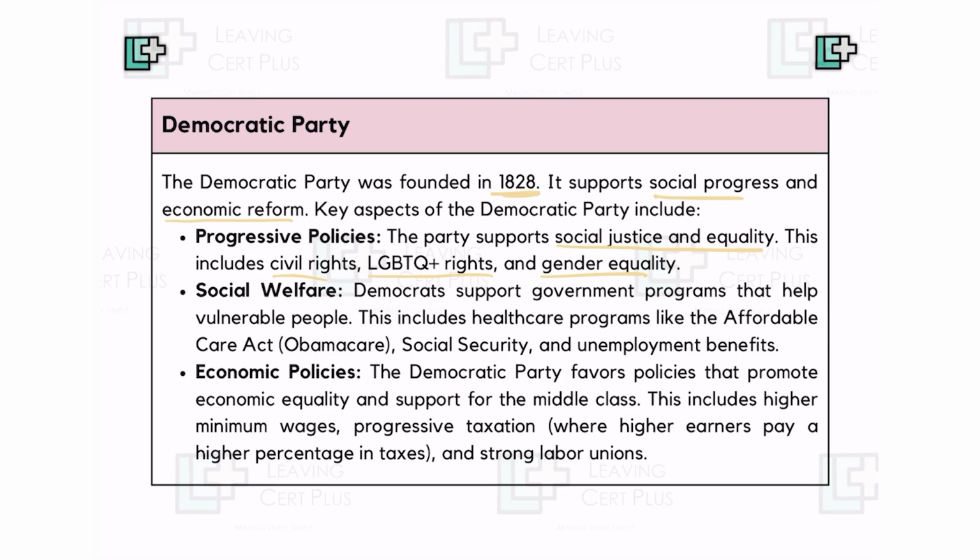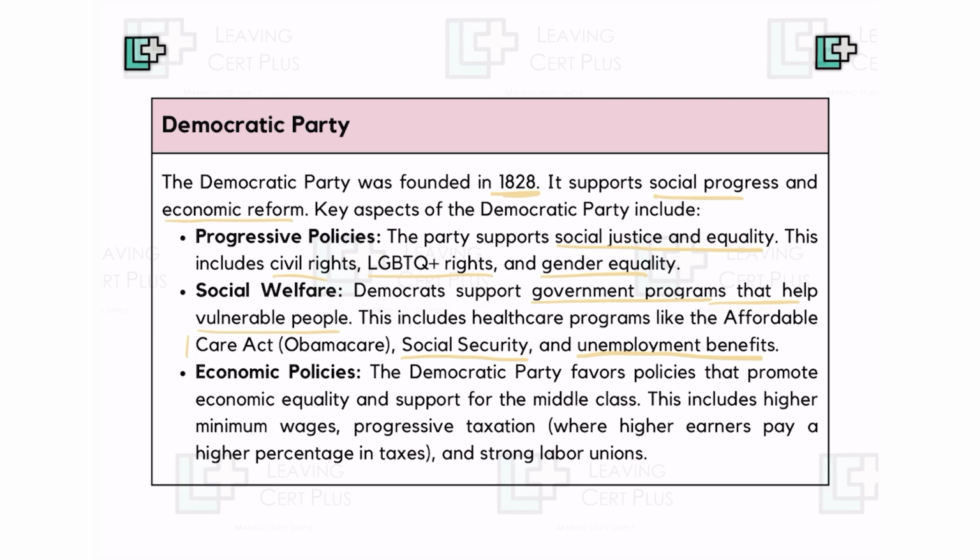It also prioritizes social welfare, so government programs that help vulnerable people, okay? So Obamacare, for example, which is essentially affordable healthcare for everybody. Social security, which is kind of like social welfare here in Ireland. And of course, unemployment benefits as well for those that are a little bit less well off.